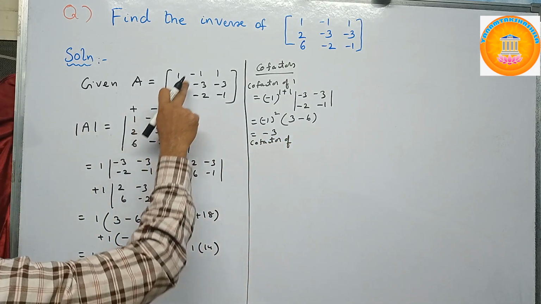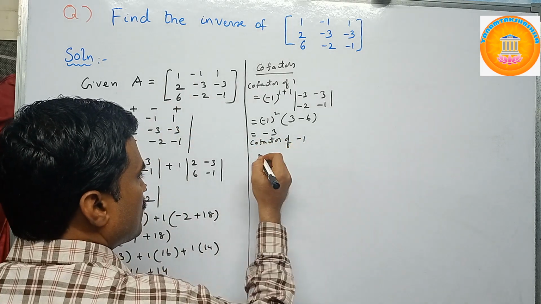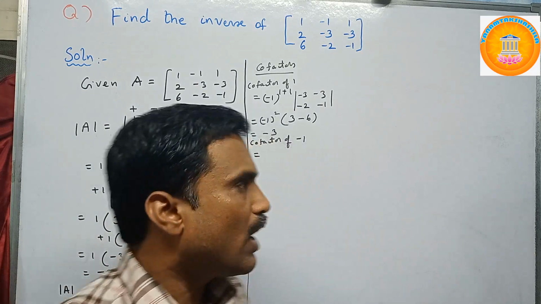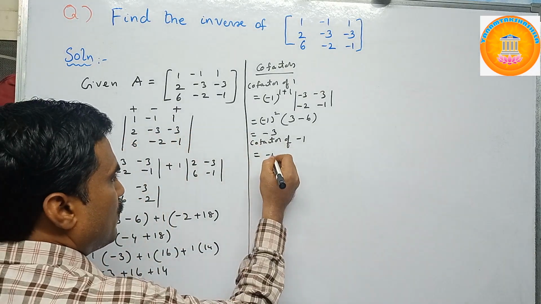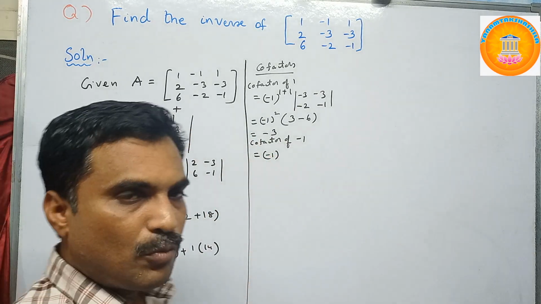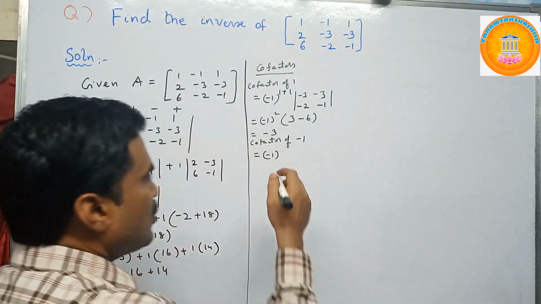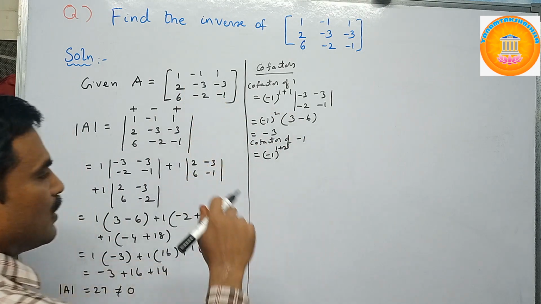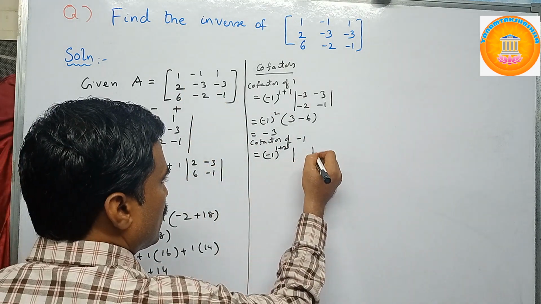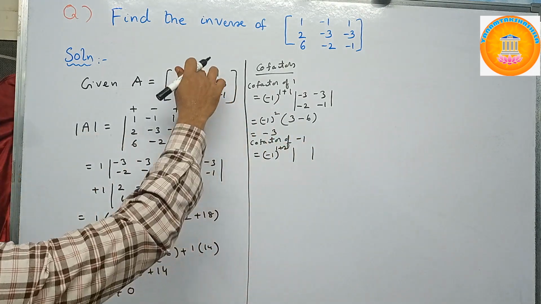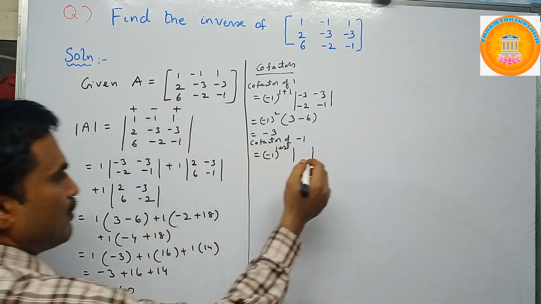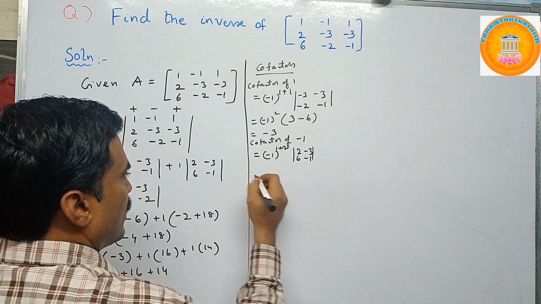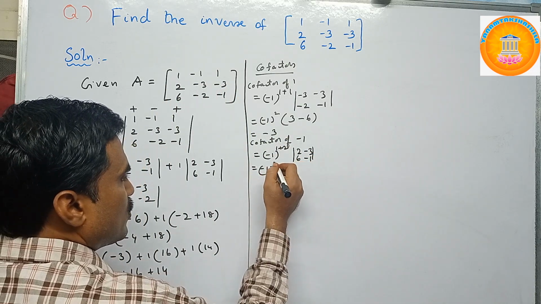So next one is cofactor of minus 1. Now where is minus 1 located? Minus 1 is in first row, second column. So minus 1 power i value, which is the row position, that is 1, j value is 2. So 1 plus 2, into minor of minus 1. That means the determinant of the elements which are not in first row and second column. So what are those elements? 2, minus 3, 6, minus 1. So minus 1 power 1 plus 2 is 3.